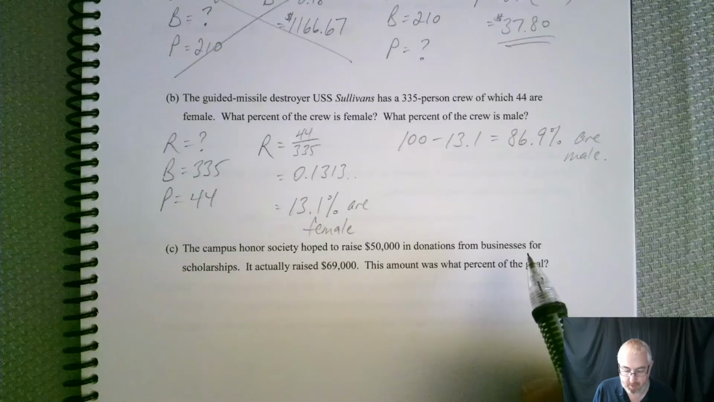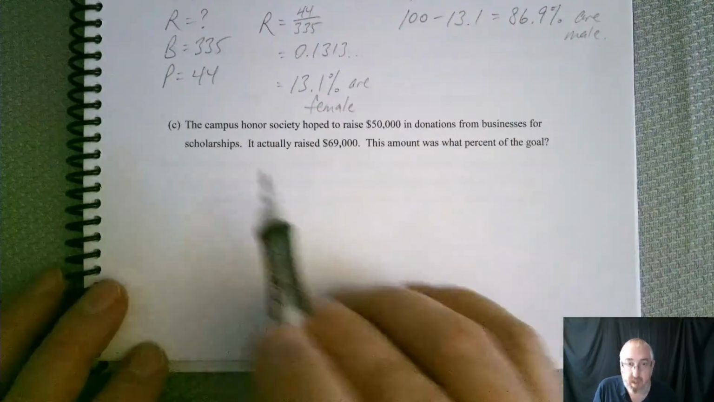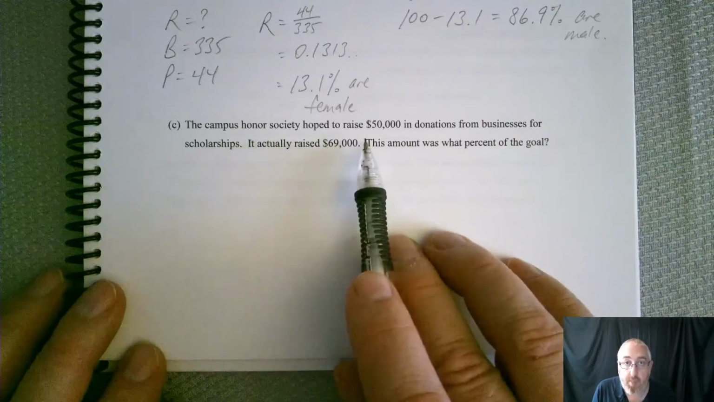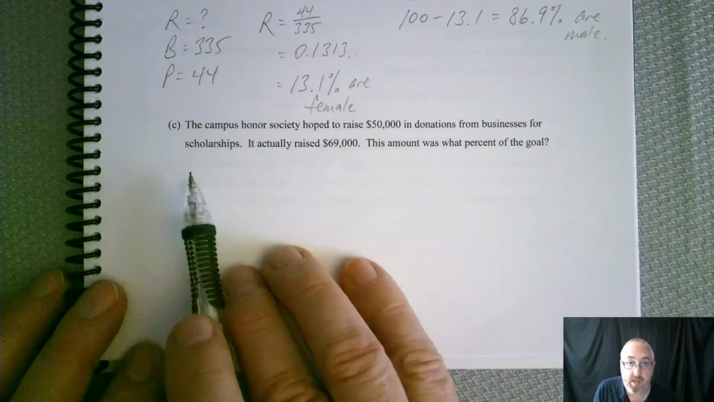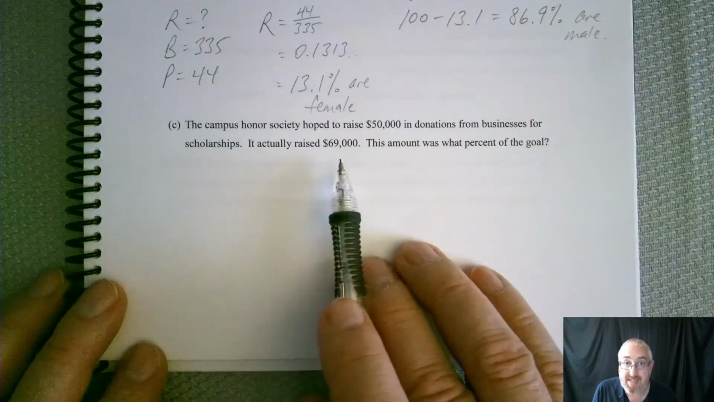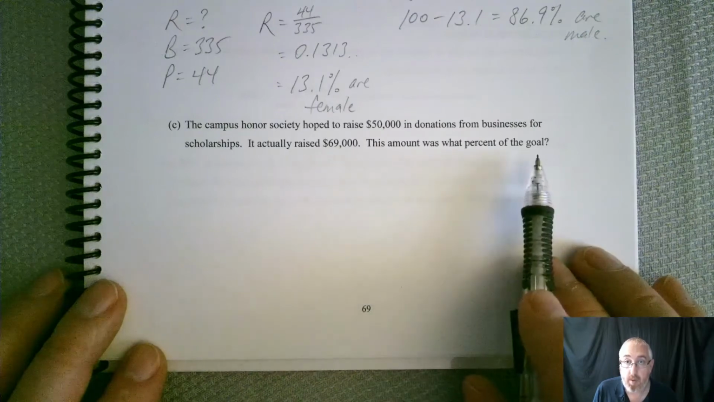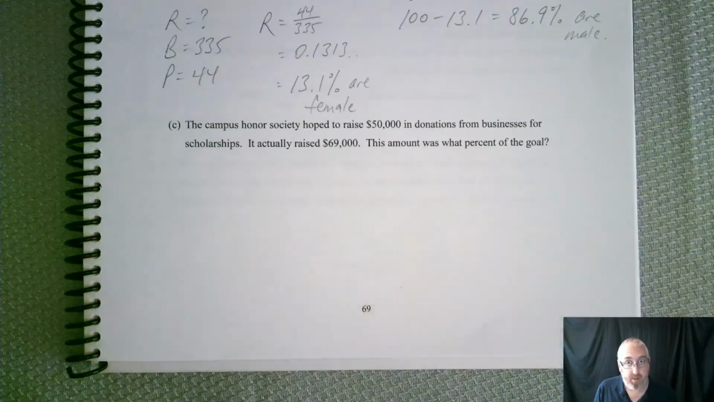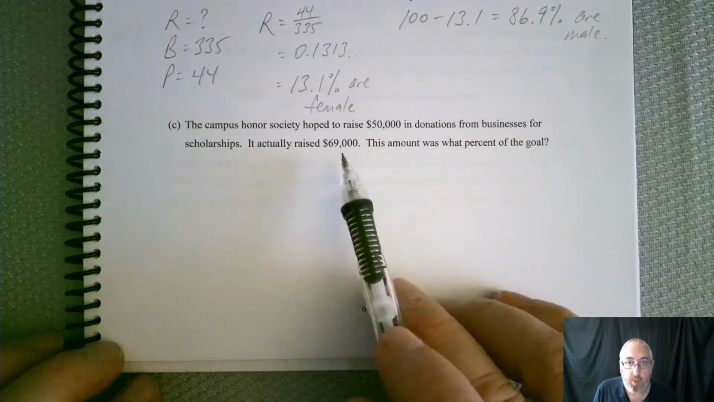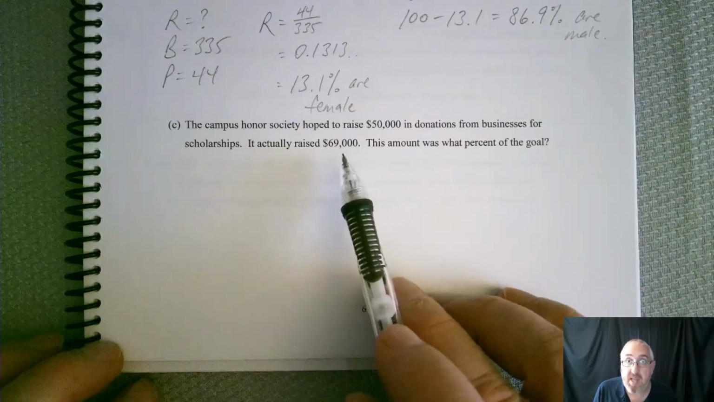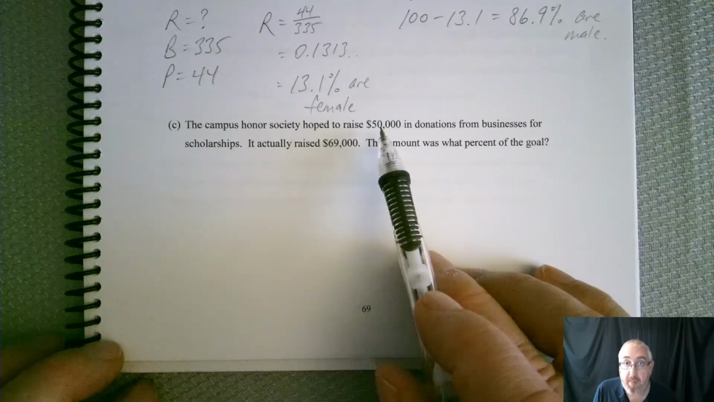All right, let's move on to the next one. The Campus Honor Society had hoped to raise $50,000 in donations from businesses for scholarships. It actually raised $69,000. This amount was what percent of the goal? Now you're going to be really careful how you interpret this. Now, a lot of times your gut is saying, oh, the 69,000 is the base because it's smaller than the other number.